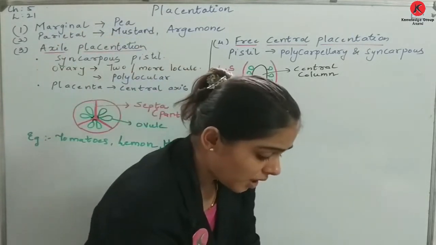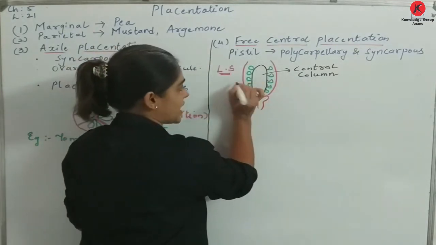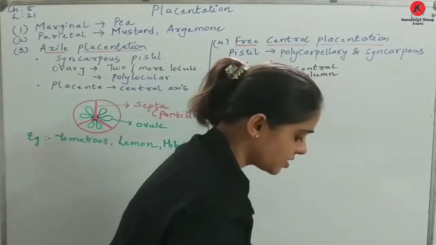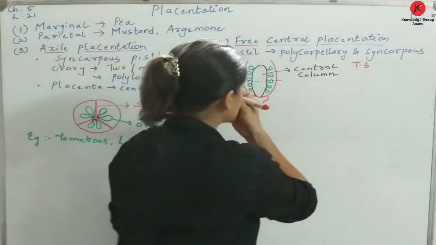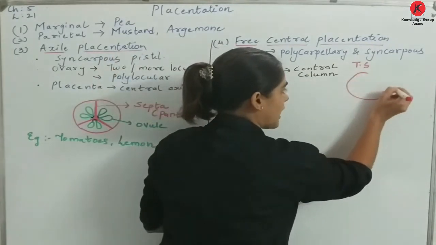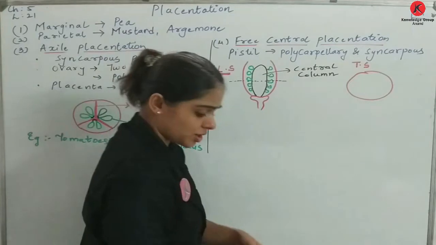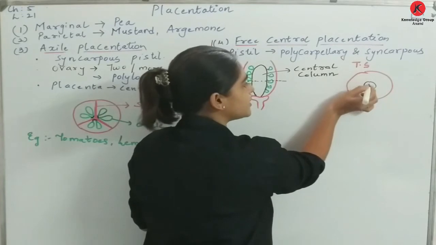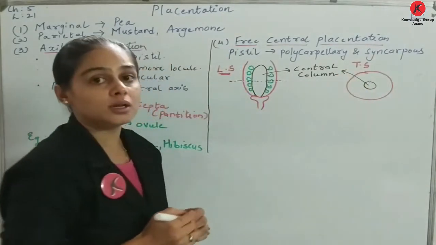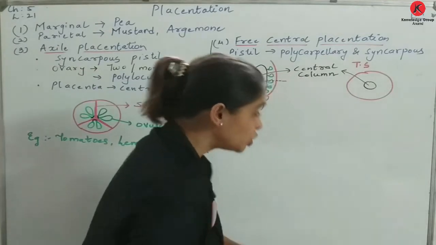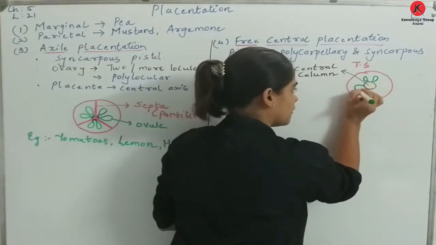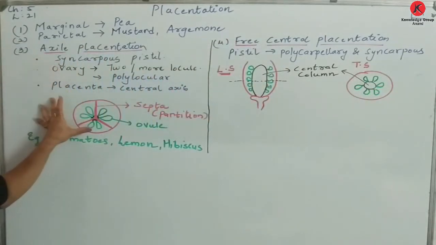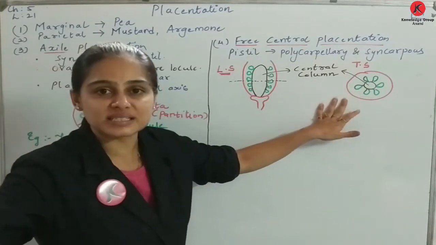Okay, now let's take the transverse section. I am cutting this like this, meaning I am going to take its transverse section. So if you take the transverse section, look, this is the ovary wall, okay? You have taken a transverse section, right? In the middle this black colored portion, what is it? This is your central column, okay? And to this our ovules are present. So you can see the difference between your axile and free central placentation.